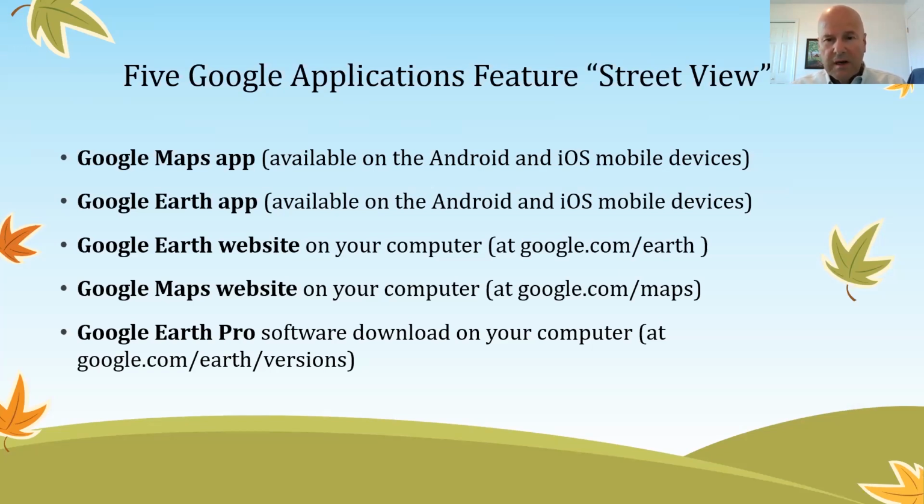You can go to google.com/earth or google.com/maps, or you can go to maps.google.com, or you can go to earth.google.com. There's different ways to access them. Just searching on Chrome for Google Earth or Google Maps will probably get you to the place you want to be, and you can find it easily. And then last of all, there's the Google Earth Pro software download that can go on your computer. And there's the address of how you can access it.